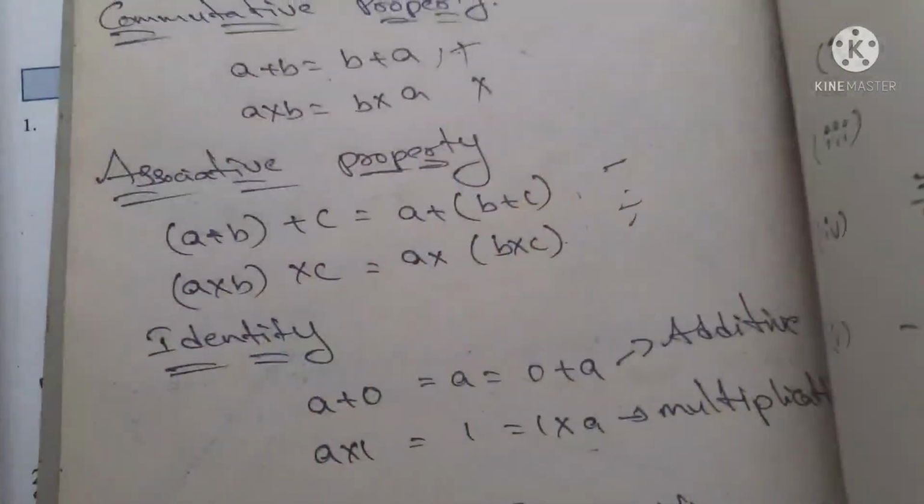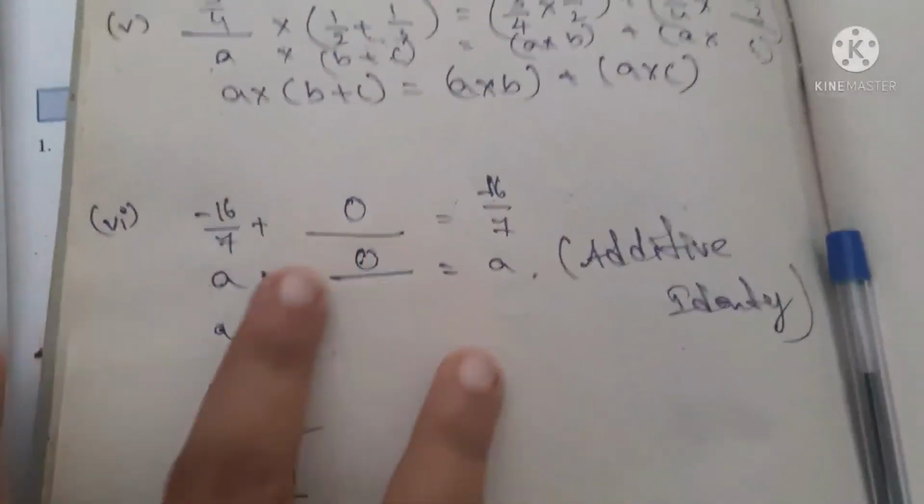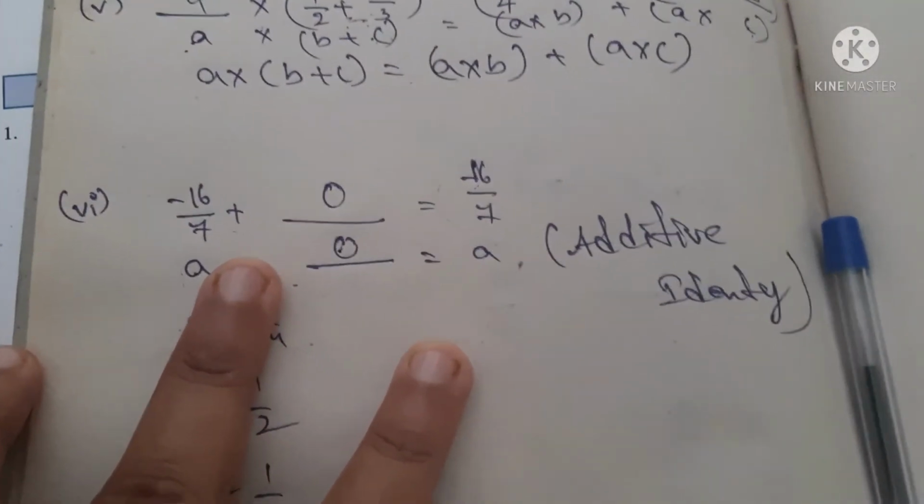Is it clear? Did you understand today's class? Okay. In the next Romans, 5 to 6 problems, we will see in the next video.